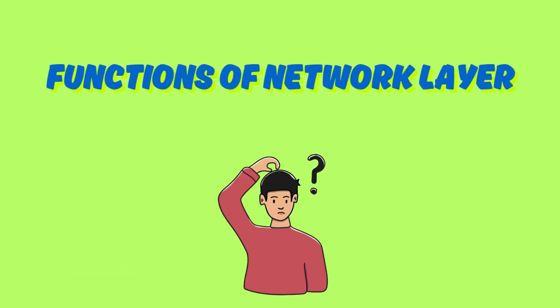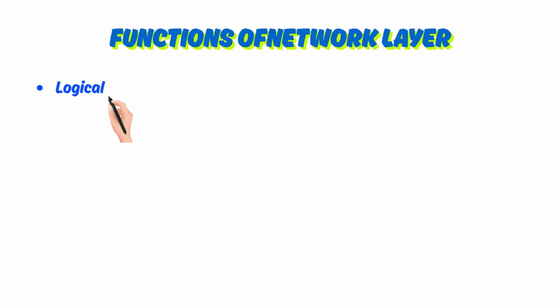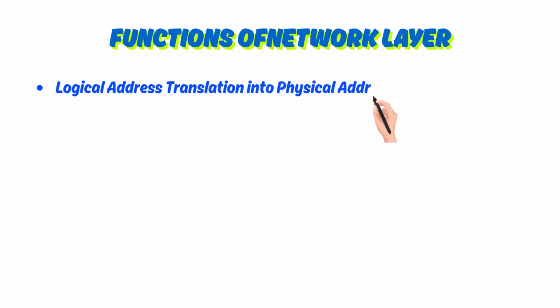There are several functions which are performed by the network layer. The first one is the conversion of logical address into physical address. Let's start with how devices identify each other. Every device on a network has a logical address, like an IP, a kind of postal address for the computer. But machines don't speak in IPs at the hardware level. They need MAC addresses or physical addresses. So the network layer uses something called Address Resolution Protocol to translate the IP address into the physical address. It is just like looking for someone's house number when you only know their name.